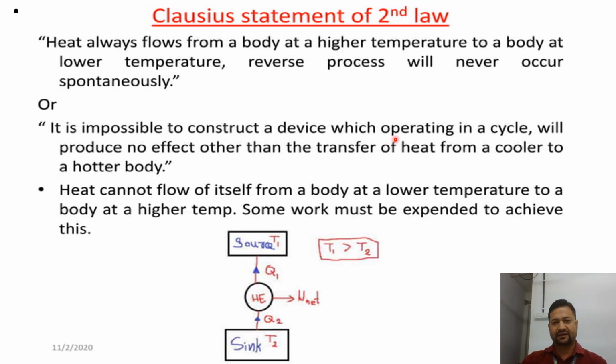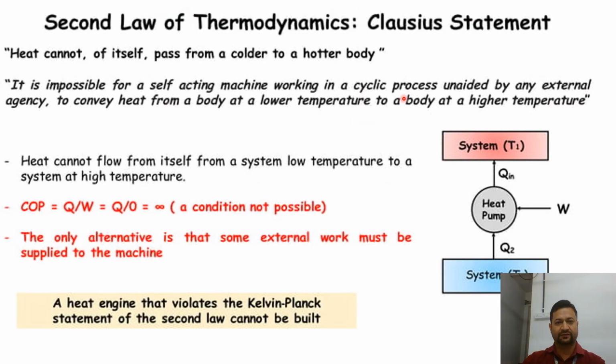So it is impossible to construct a device which, operating in a cycle, will produce no effect other than transfer of heat from a cooler body to a higher temperature body. So spontaneously or naturally, it is impossible to transfer heat from lower temperature to higher temperature. This was again the negative statement of Clausius, that it is impossible for a machine working in a cycle, unaided by an external agency, to convert heat from lower temperature to higher temperature. Means naturally your heat is never going to flow from lower temperature to high temperature. So this T1 source is at a higher temperature, T1 at lower temperature. So it is impossible to transfer heat from this to this naturally.